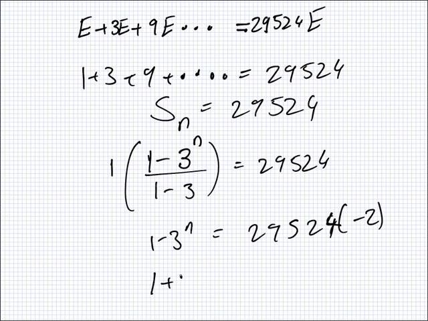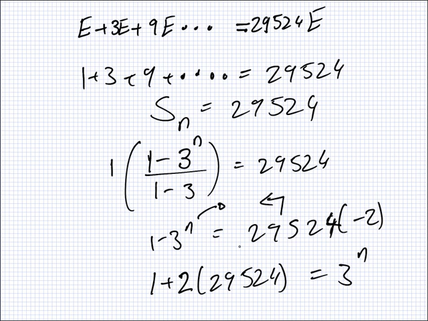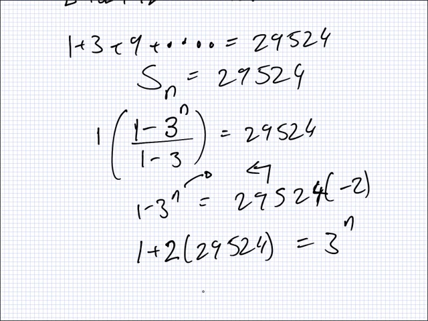We're not finished. 1 plus 2 times 29524 equals 3 to the power n. I took this to the left and this to the right. What do I get on the left? 59048, plus 1 is 59049, which equals 3 to the power n.